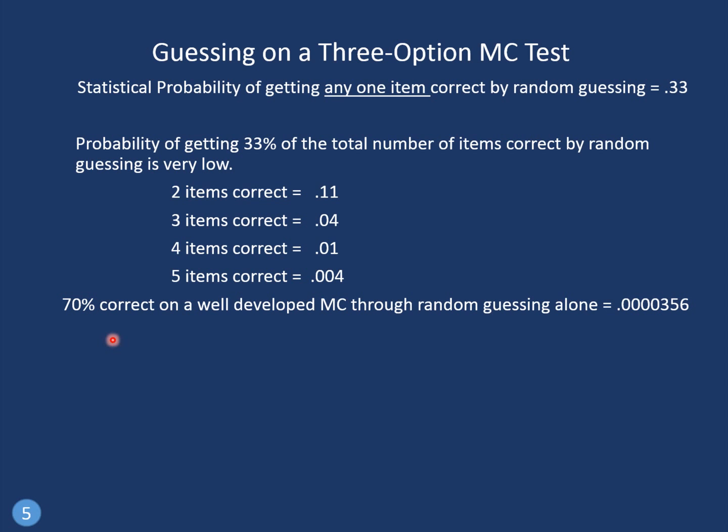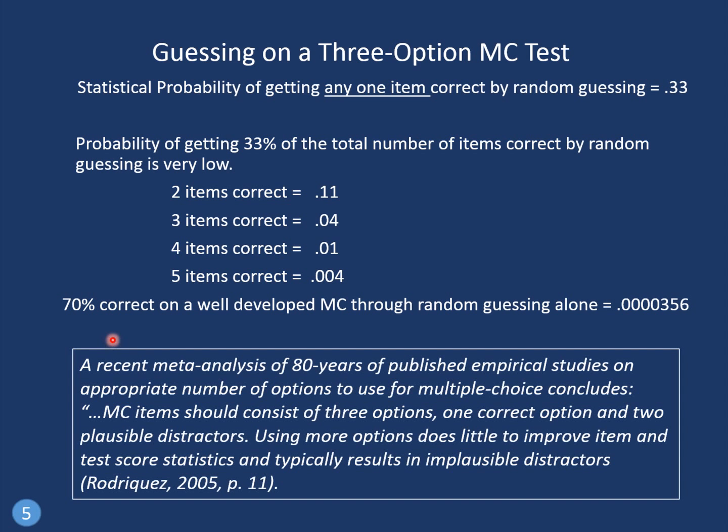And even guessing randomly and trying to get a certain number of items correct, trying to get 33%, for example, is very difficult. You can see there the values for guessing 2 items just by random, and up to 5 items. And it gets up to 70. If you want to try to get 70% correct on a well-developed test with multiple choice items, the random guessing alone gives you a probability of 0.0000356. So the argument about 3 and 4 options doesn't hold up.